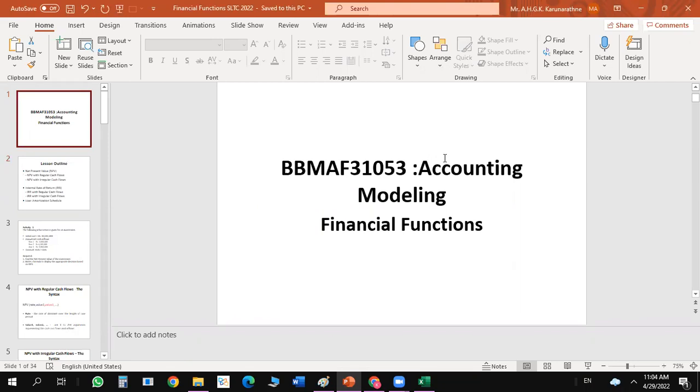So the topic today's session is accounting modeling financial functions. So use of financial functions in accounting modeling. So these are the areas we are going to discuss.